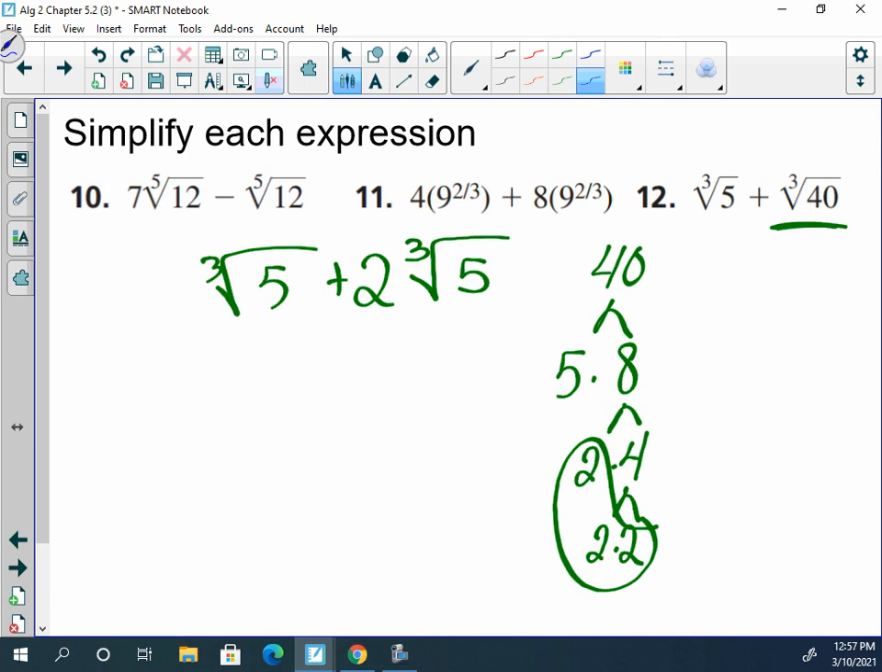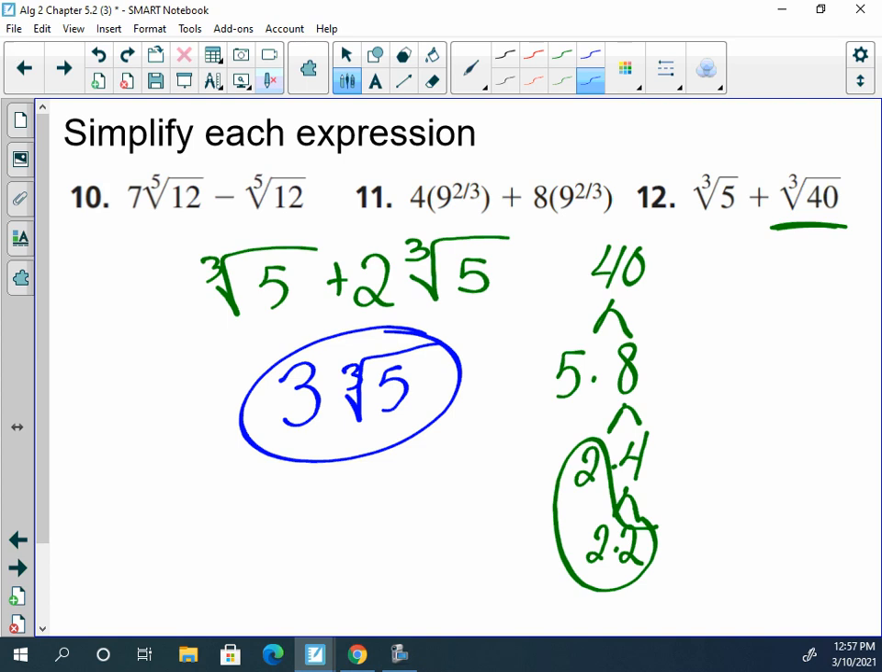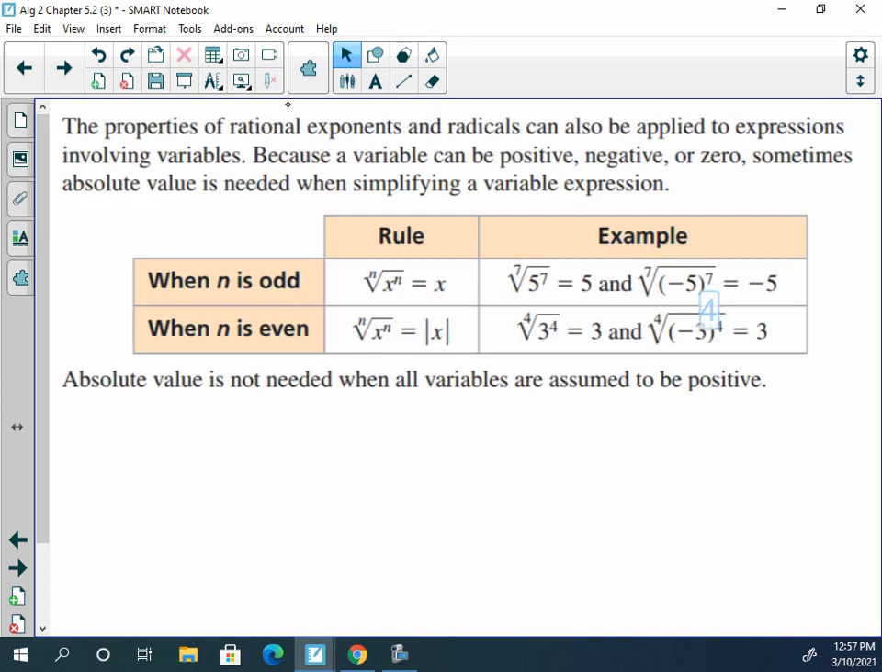Well, the last thing we need to do is add these together. Cubed root of 5 plus 2 times the cubed root of 5 is 3 times cubed root of 5. And that's it. Questions on this here? Okay.